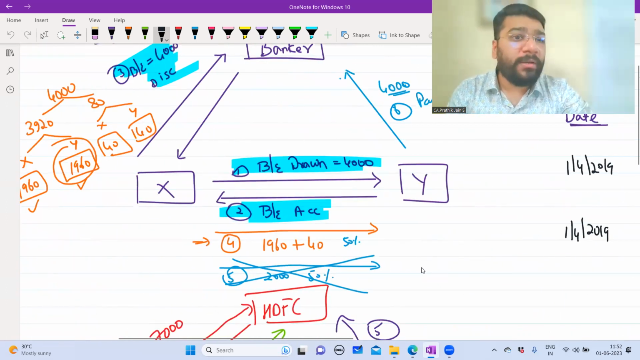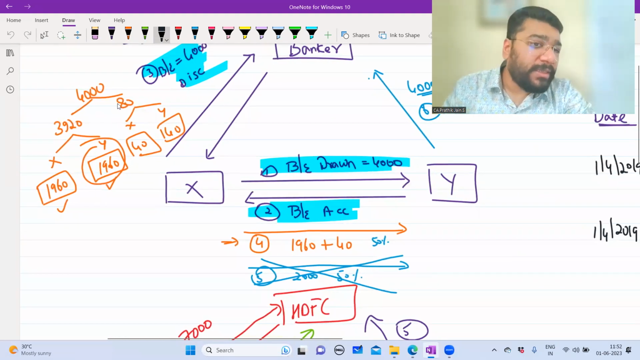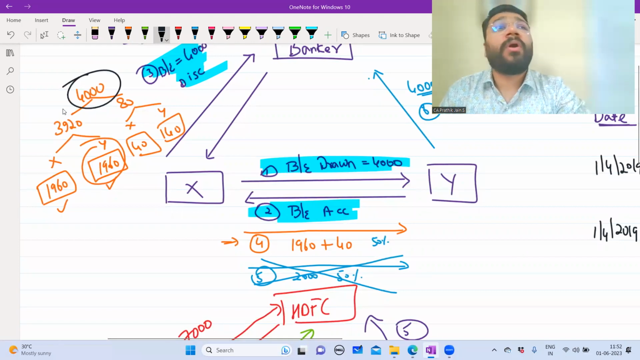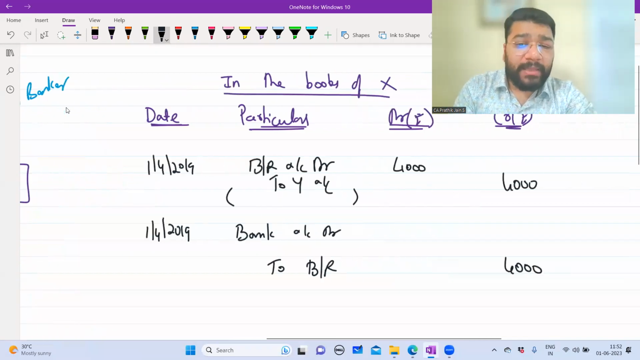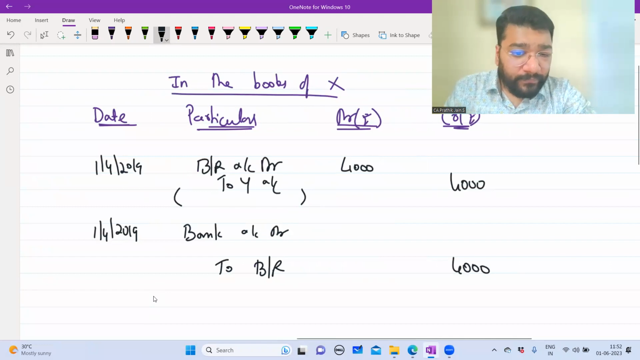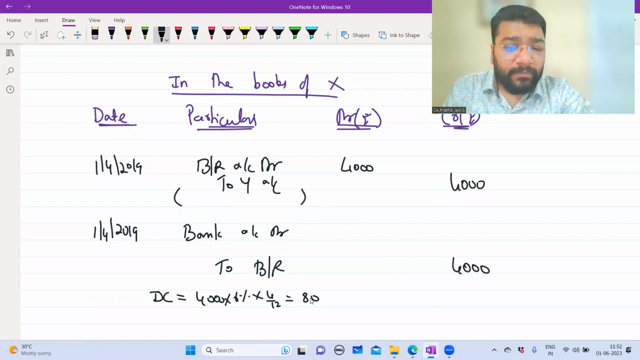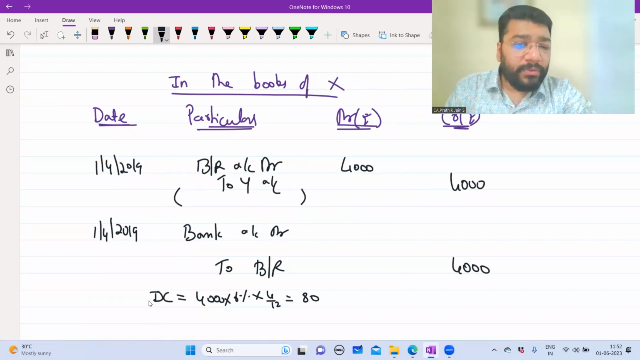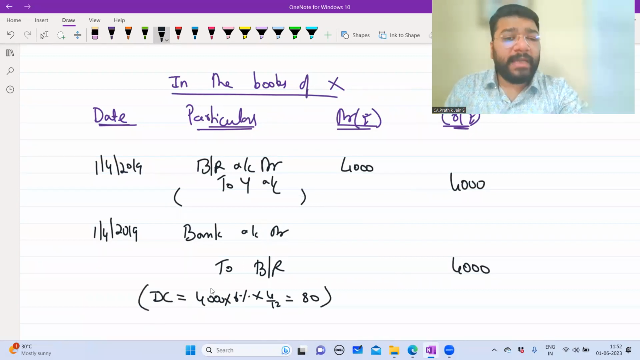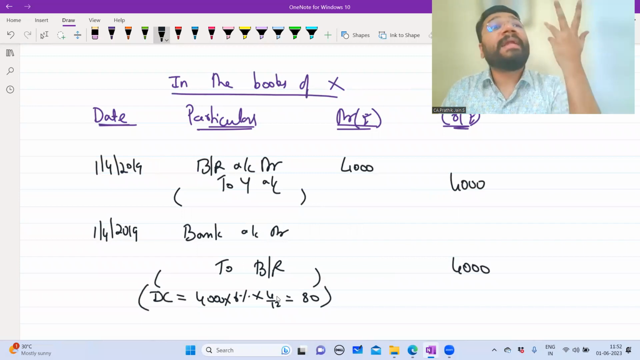You can see, guys, this diagram is not compulsory. I advise you to do it. But since these calculations are in the rough column, the person will not understand. So you can make the calculation here itself. Discounting charges is equal to 4,000 into 6% into 4 by 12, which is 80. You write the narration, and below the narration you show the calculation then and there, so the person will understand how you arrived at 80 rupees.